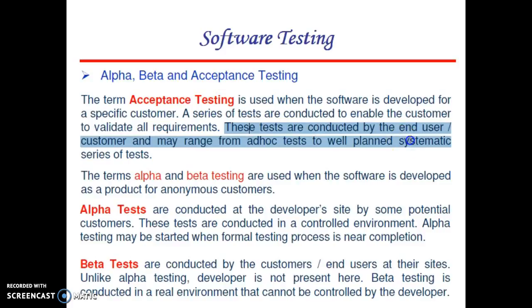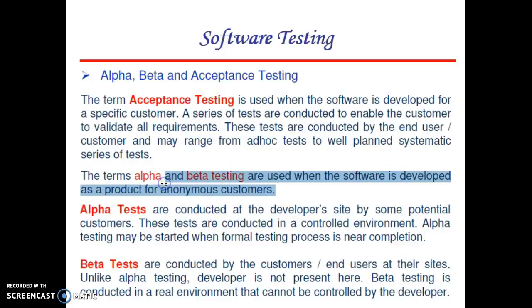These tests are conducted by the end user or customer and may range from ad hoc tests to well-planned systematic series of tests. That means a user may have their own test cases, or it may be developed through the company. The terms alpha and beta testing are used when the software is developed as a product for anonymous customers. That means a product is available in the general market to be purchased by anonymous types of customers. Then we have alpha testing as well as beta testing.